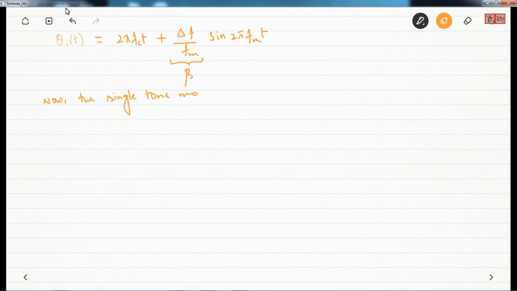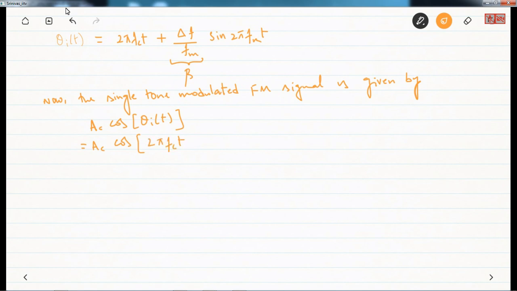Now the single tone modulated FM signal is given by Ac cos theta i of t, that is equal to Ac cos of 2 pi Fc t plus beta sine 2 pi Fm t. This is the equation of a single tone modulated FM signal.